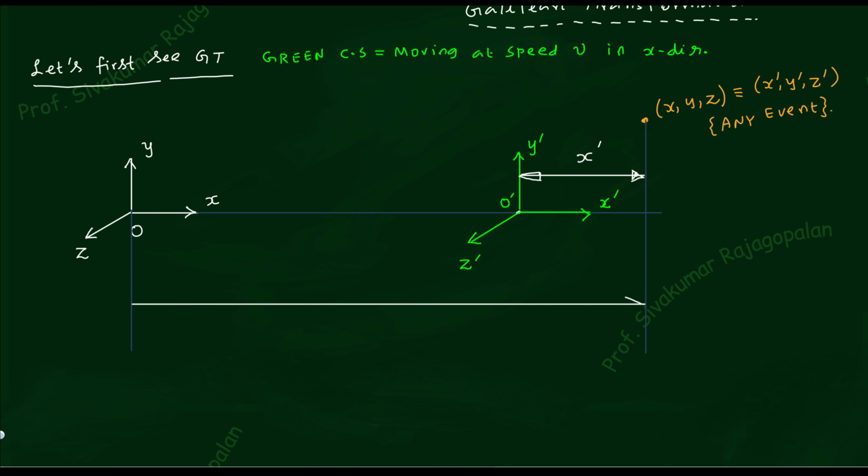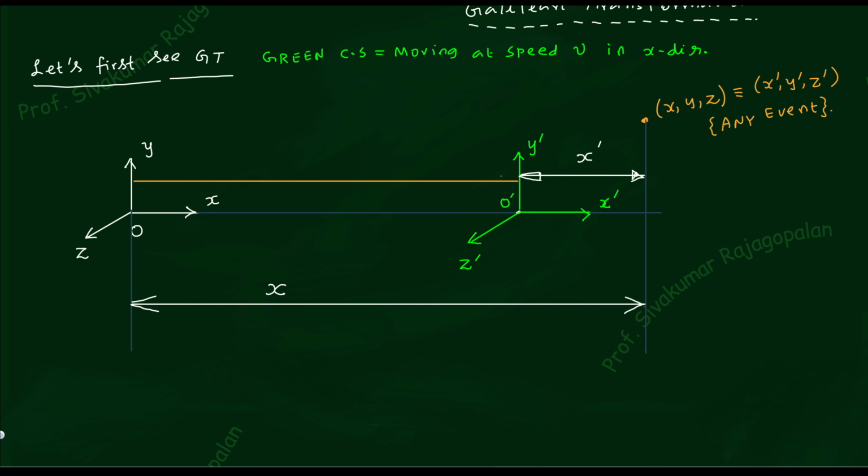Now what should be the distance? Because it is the unprimed coordinate system, the distance should be equal to x. That's what I am drawing. So the distance should be equal to x. Once these two are clear, what is left out is the distance between the two coordinates.